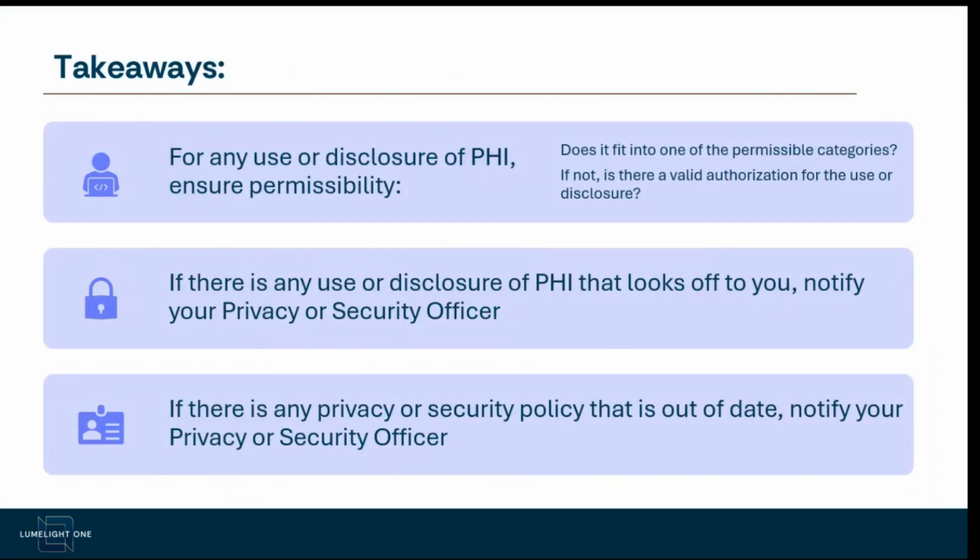To summarize this HIPAA training, the major takeaways for you include ensuring permissibility of any use or disclosure of PHI. Does this use or disclosure fall into one of those permitted categories, or is there a valid authorization for the disclosure? If not, then check with your privacy official before acting. And if there is any use or disclosure of PHI that looks off to you, that should also be reported to your privacy official. Finally, keeping the written policies and procedures up to date is a group effort. If something is out of date, bring it to your security official's attention for review.